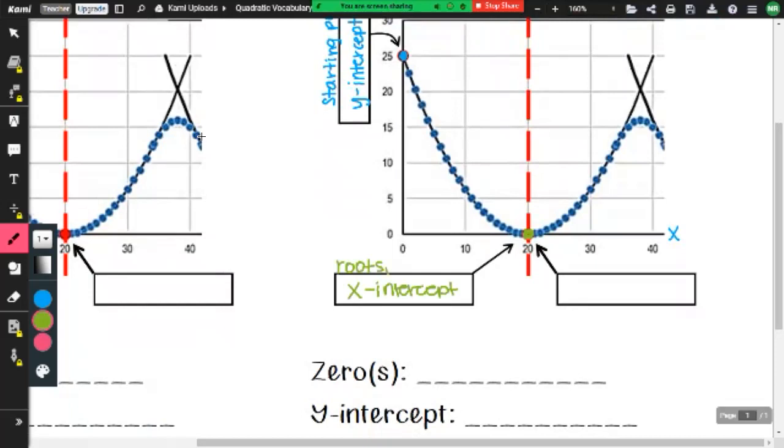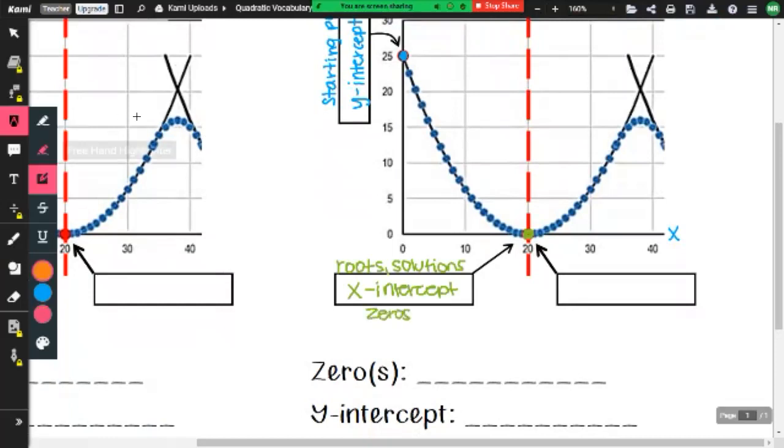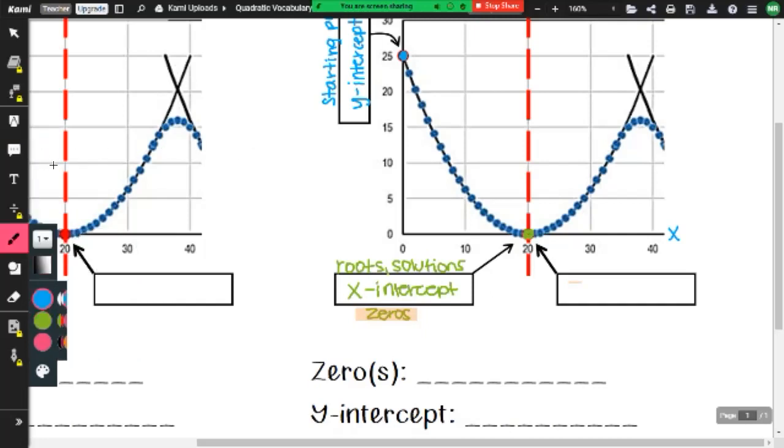Roots, solutions, and also zeros. Now, which one's the more popular one? Your zeros. All right. Now, it's also pointing to what? Our vertex. And our vertex is considered our what or our what?